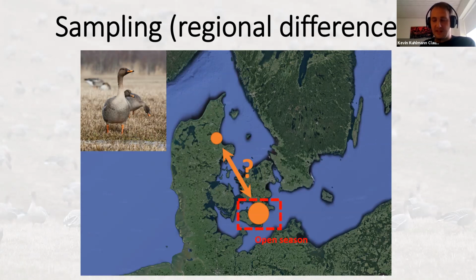Nonetheless, you can imagine that if you take your sample in any one of these areas, then you will be highly biased towards either a higher crippling or a lower crippling, depending on where you take it. So of course, one should always be aware of such differences and then sample equally in both sites.